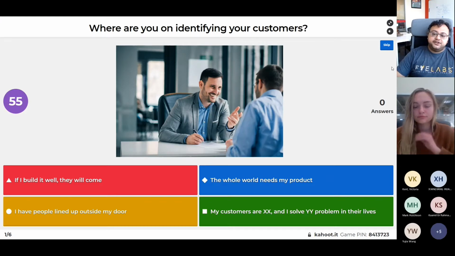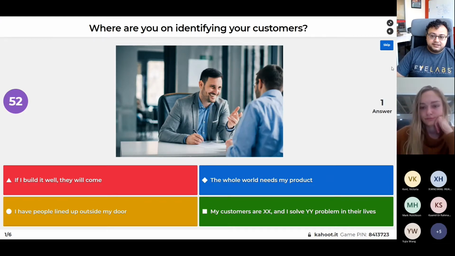On your phone or whatever device you're using, you would see these four options. Pick one. Ten seconds.